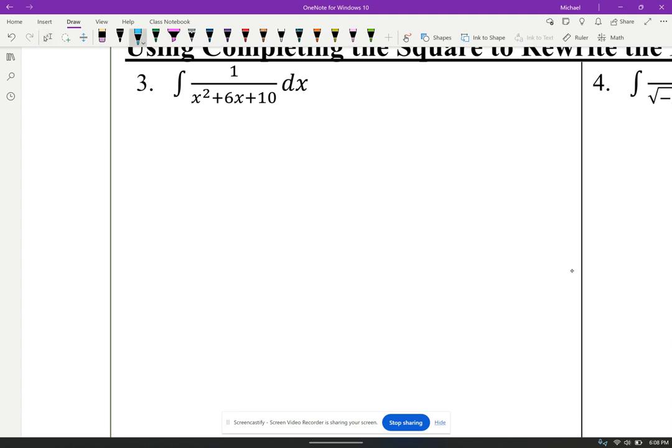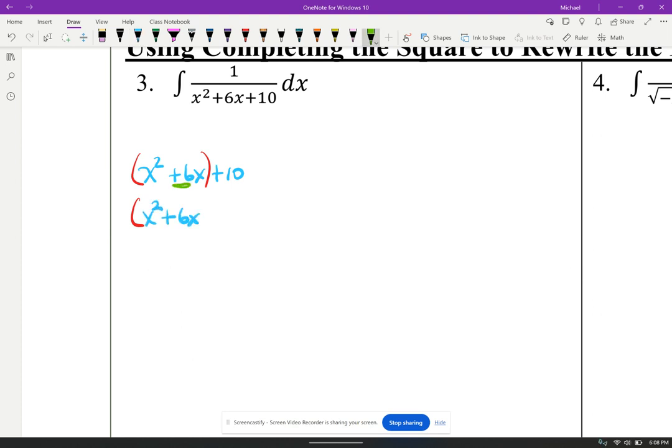So let's come back over here. I want to make the denominator go from standard form to vertex form. How do I do that? Well, first of all, I group the x squared term and the x term. So those two are going to be together. The plus 10 is on the outside. Whatever I do inside of the parentheses, I've got to do the opposite on the outside of the parentheses to keep it balanced.